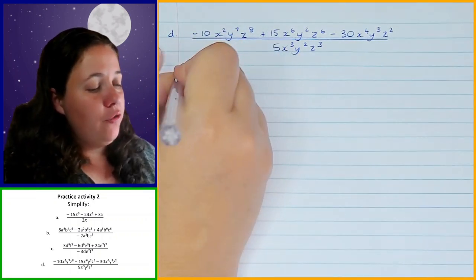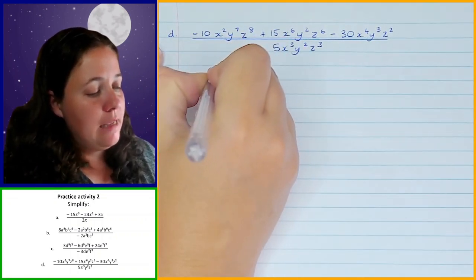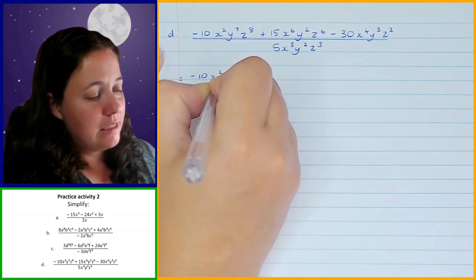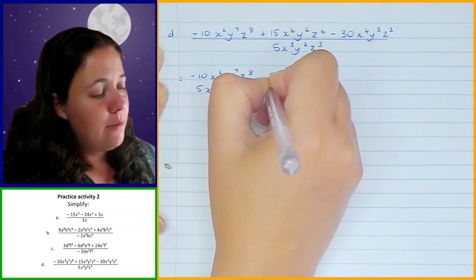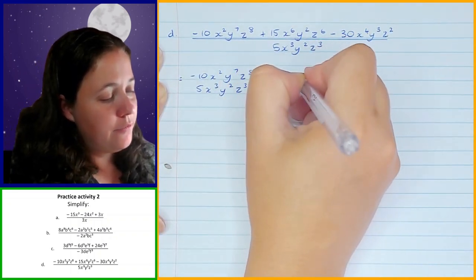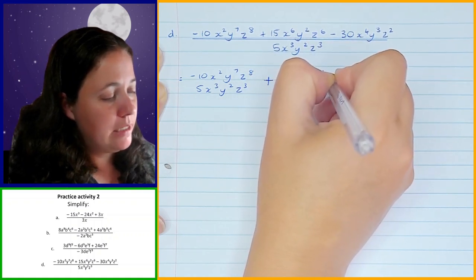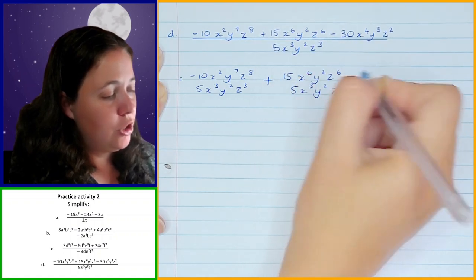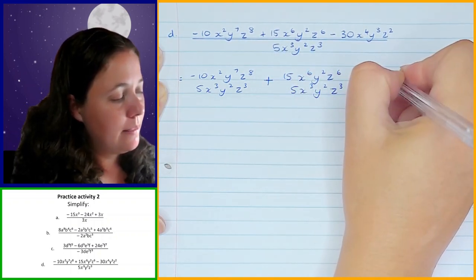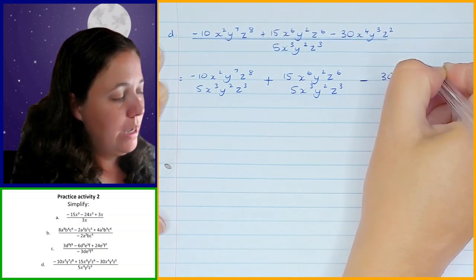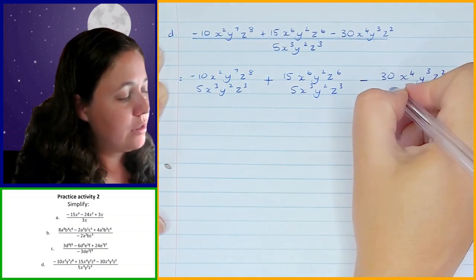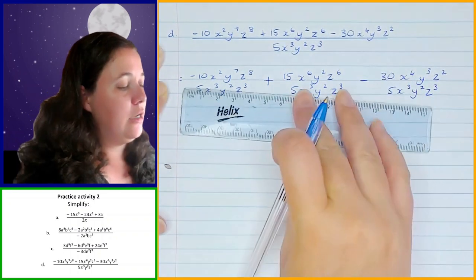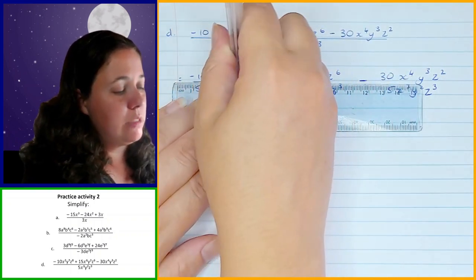Same thing again, we're going to start off by splitting it up. So I've got negative 10x squared y to the power of 7 z to the power of 8 over 5x cubed y squared z cubed plus 15x to the power of 6 y squared z to the power of 6 over 5x cubed y squared z cubed, and then minus 30x to the power of 4 y cubed z squared over again 5x cubed y squared z cubed. Okay, so now I'm going to go and put in my fraction lines, and then we will simplify.